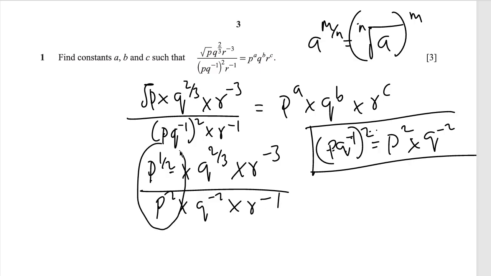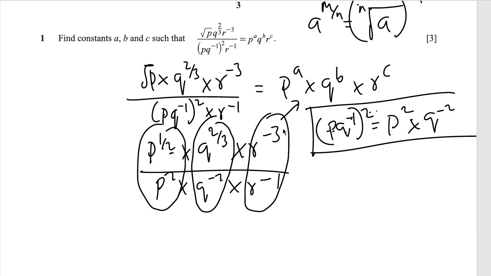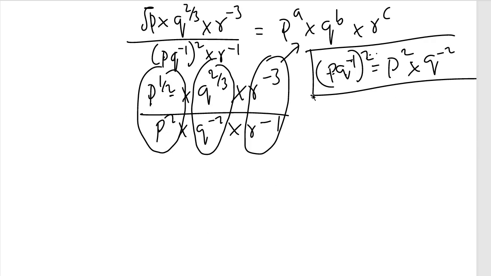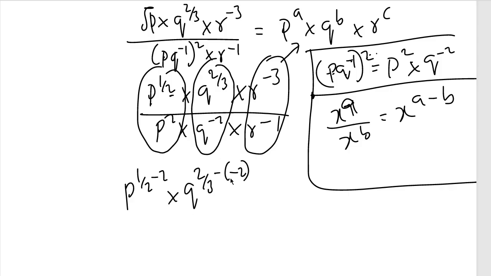We could then make use of the division laws, because remember, we're relating this to P to the A times Q to the B times R to the C. Watch closely over here, pay attention: X to the A divided by X to the B is equivalent to X to the A minus B. So P to the half divided by P squared is the same as P to the half minus 2. Then multiplied by Q to the 2/3 minus negative 2, because we have a negative down here. And then times R to the negative 3 minus negative 1.